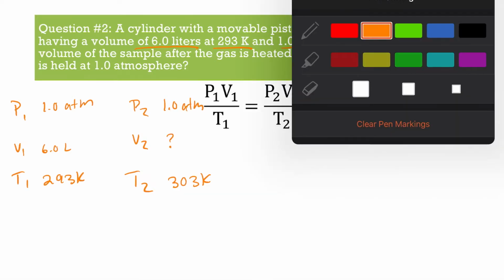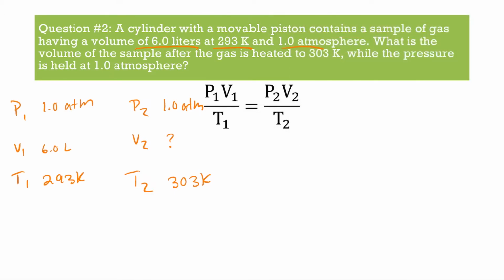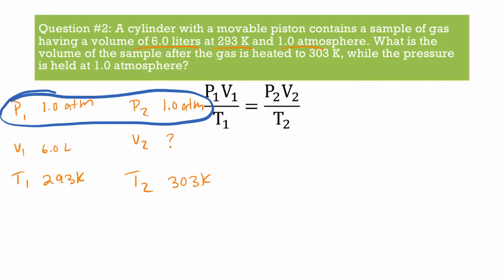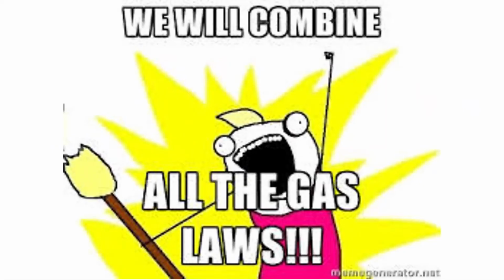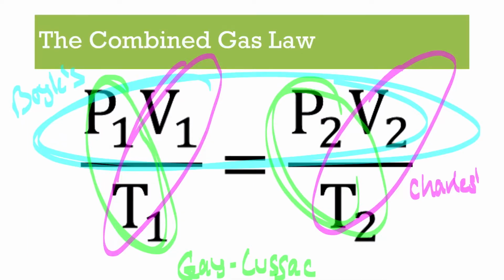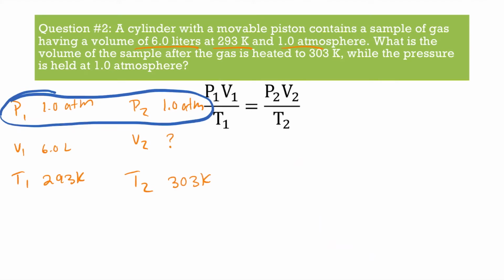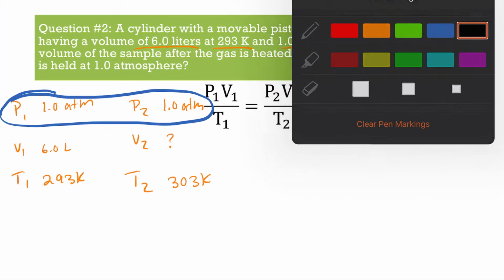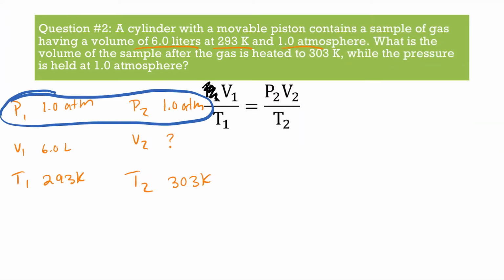So in this case, this is why it's important to write all of your stuff down. Pressure is held constant. So if pressure is held constant, we go back to Charles' law. If pressure stays the same, we don't need it. I mean, you totally can throw it into your equation, but since it stays the same, it's not going to affect our problem at all. We can just get rid of it and use that formula.